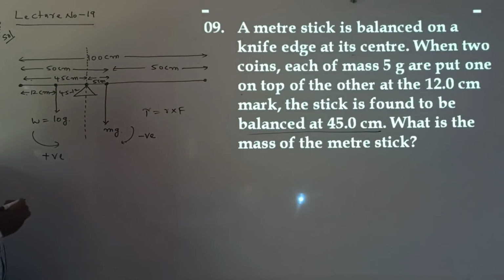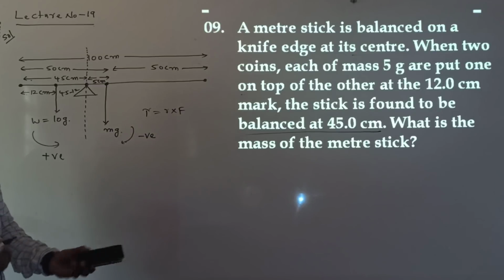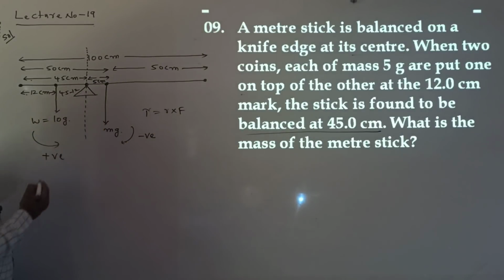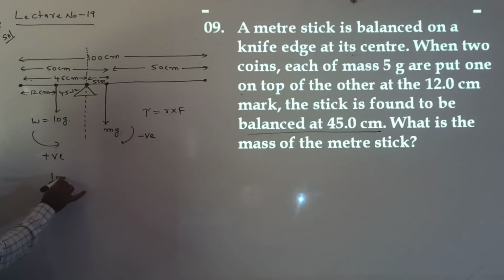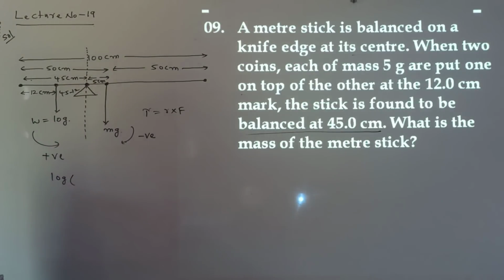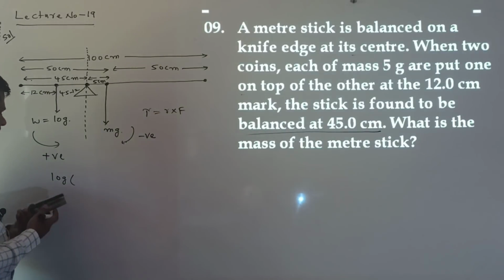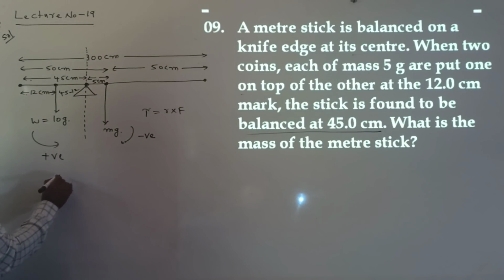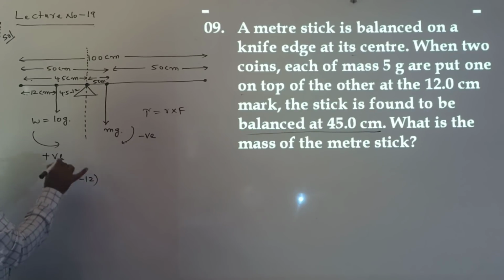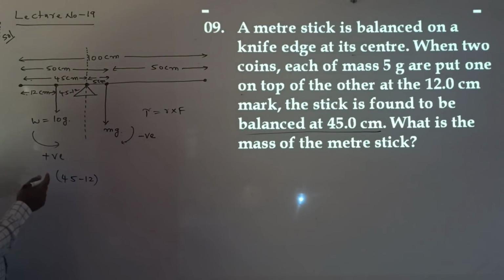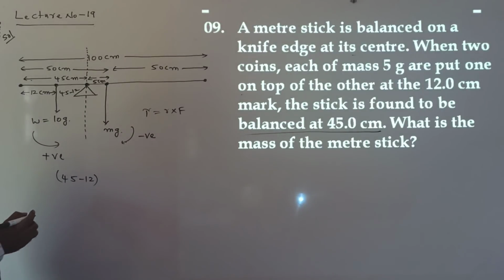Positive torque means the weight. We know that torque is equal to R cross F. Weight is nothing but a force. Here the distance is 45 minus 12. Up to this one is totally 45. From this point, this weight, to this point the distance is 45 minus 12. So torque can be written as R cross F. In magnitude form, R into F. Here R is equal to 45 minus 12 centimeter.